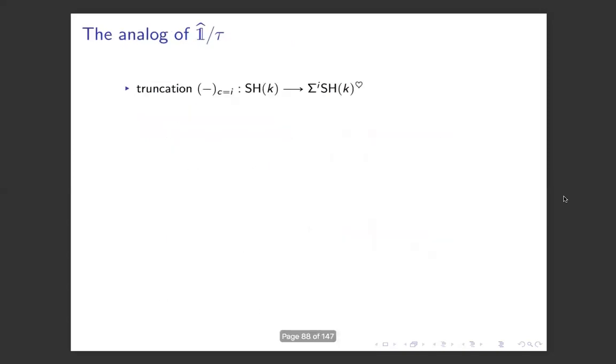Okay, so to get to the heart question, let me also fix a few notations. We have the truncation for any object in this category, and that's going to land in a shift of the heart.